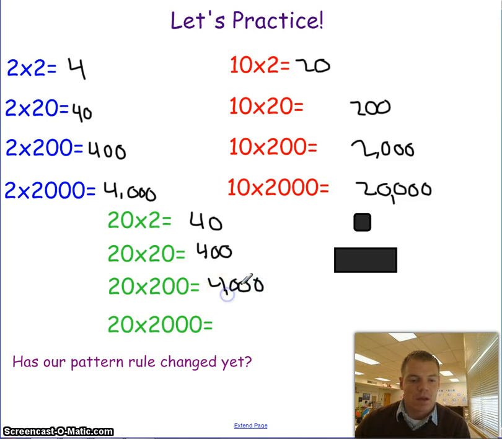4,000. Then finally, 20 times 2,000 is 4. We have 4 zeros left over. 1, 2, 3, 4. We get 40,000. And that's how you multiply by ones, tens, hundreds, and thousands.